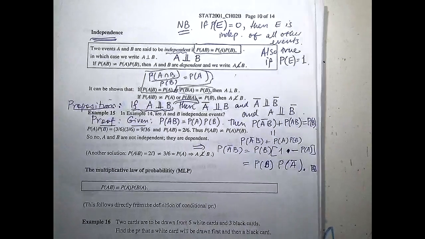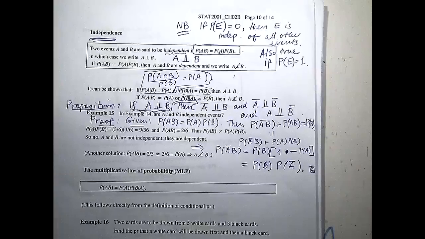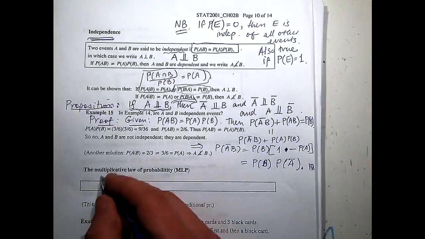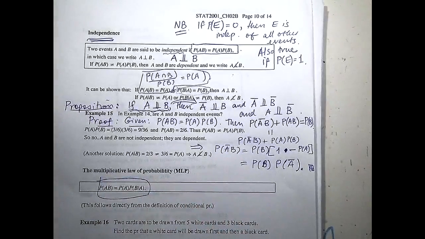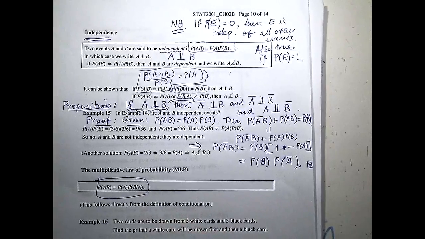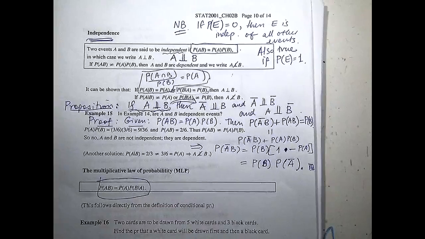We're going to move on from independence. The multiplicative law of probability. Is that even a thing? Okay. This is another way of writing the conditional probability. I think that's a grandiose name for it.